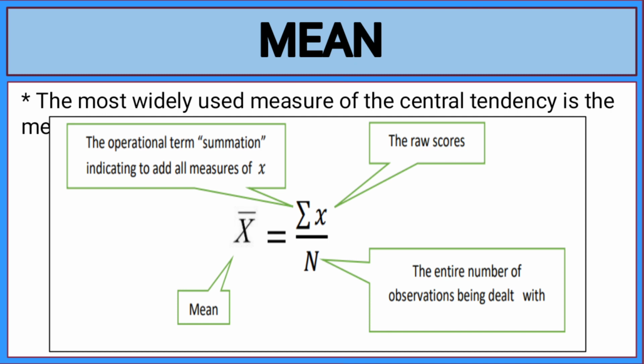The mean can be determined by adding all the scores together and then dividing by the total number of scores. So this x bar is the notation for the mean and the operational term summation indicates to add all the measures of x. Right? So these x are the raw scores or the presented data itself. And n is the entire number of observations being dealt with. So n is the total number of scores or the total number of elements presented in the distribution.